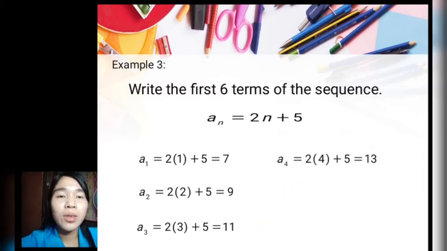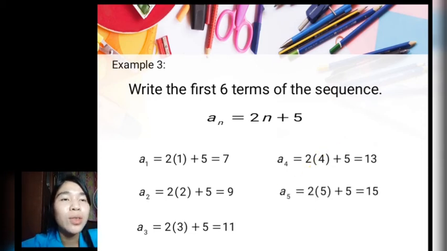Now, let's proceed to the fourth term. So we use here the number 4. So we have the equation a sub 4 is equal to 2 times 4 plus 5. Then 2 times 4 is equal to 8 plus 5, it will become 13.